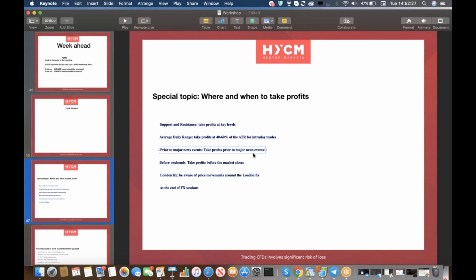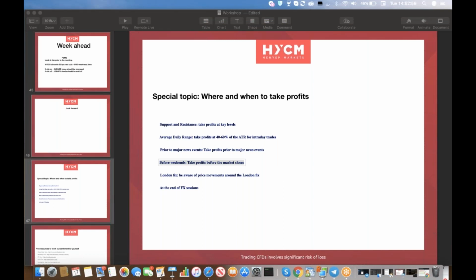Or else, if you got to 10, 15 points profit and you think, well, I'll just move my stop to break even, then you're almost certainly just going to get hit out of break even, and the profit you had is gone. So prior to major news events, take profit. As well, of course, the major news event can go against you and all your hard-earned profits can just suddenly disappear. Before weekends, take profits before the market closes.